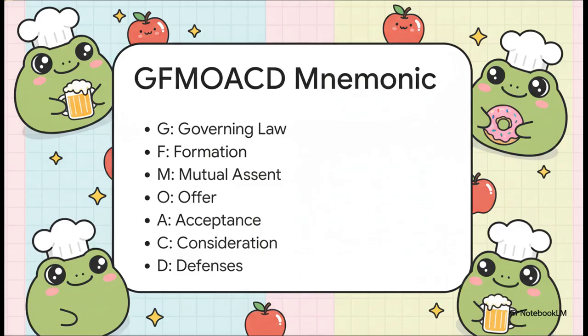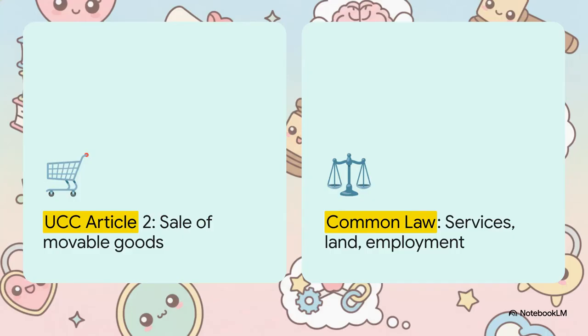Let's zoom in on that G for governing law, because guys, this is the absolute gateway issue you have to solve first. You always need to figure out, is this contract governed by UCC Article 2 for the sale of movable goods, or common law, which handles services, land, and intangibles? And if you've got a mix of both, you just apply the predominant purpose test for those hybrid agreements to see which set of rules takes the wheel.